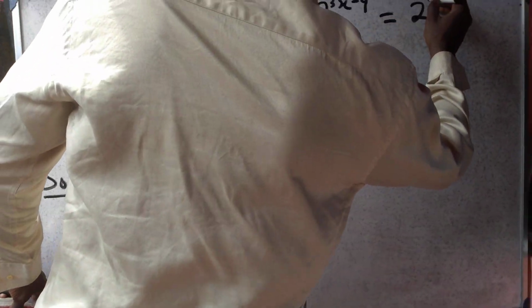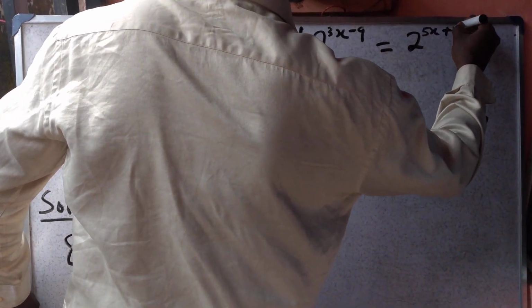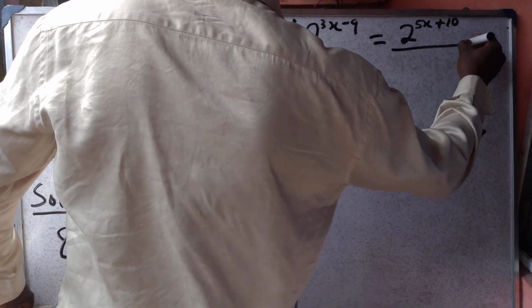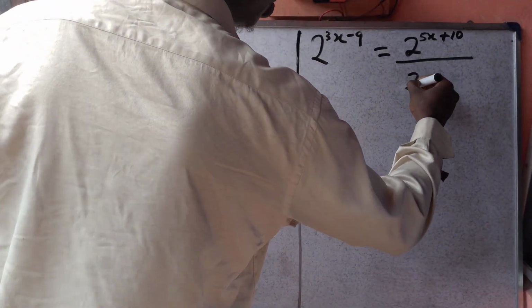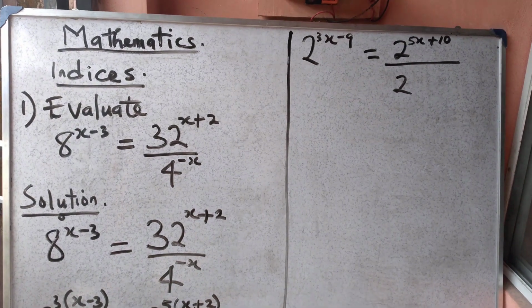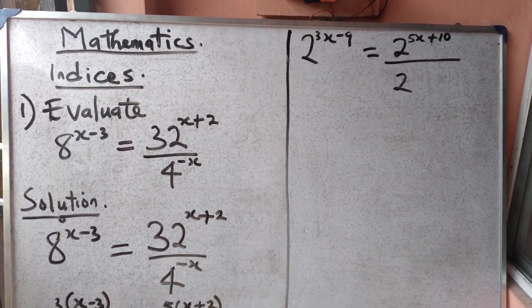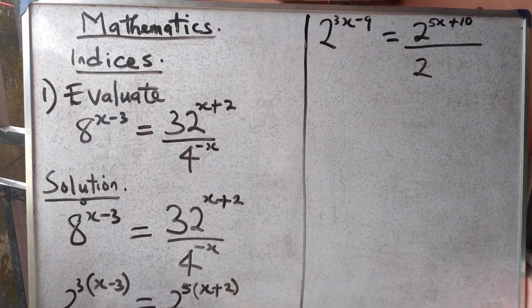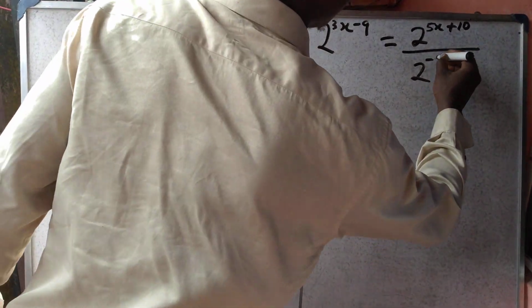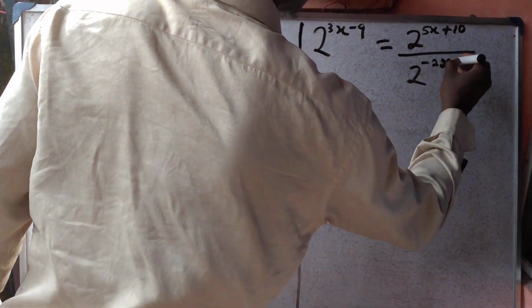So this then becomes what? 5x plus 10 all over 2 raised to power 2 times minus x, which is minus 2x. I repeat, 2 times minus x is minus 2x. So this is 2 raised to power minus 2x.